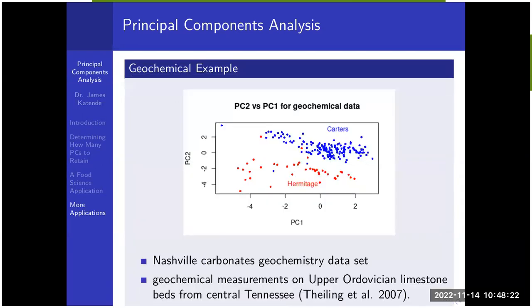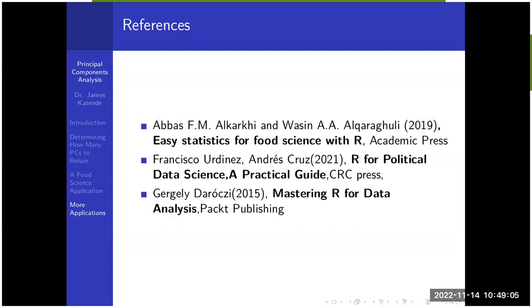So the last one is a geochemical example. I can't remember how many variables there were, but now they've been reduced to two principal components. What they were measuring is they had two formations, I think, and they were taking a lot of measurements on this limestone. And clearly we can see a separation between the Hermitage and the Carter's formation by just looking at the two. Now, if you are looking at all the variables, it may not be possible to visualize them like this. So these are some of the sources of the work I've presented.